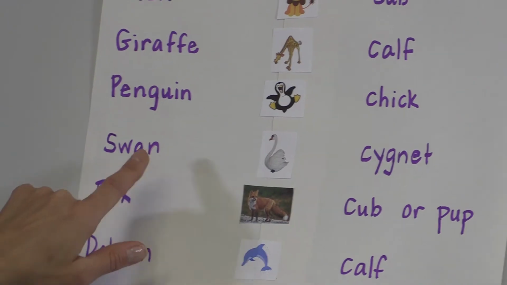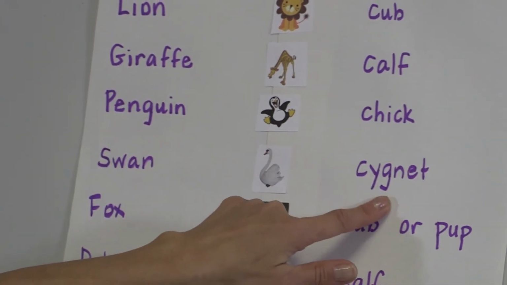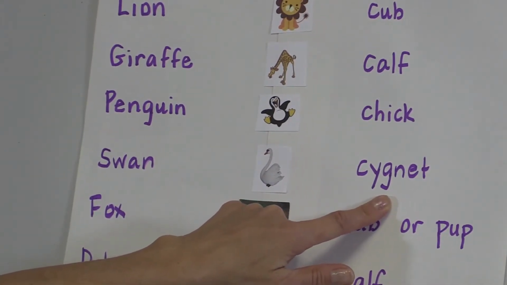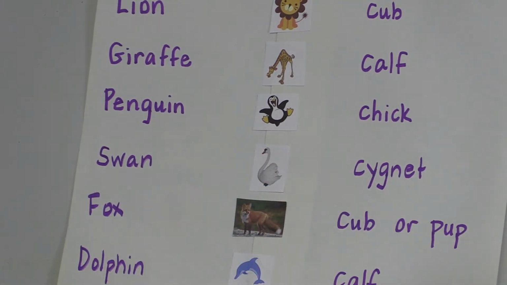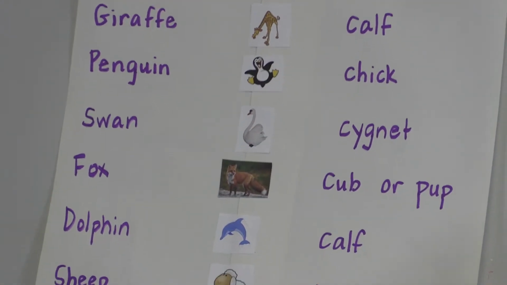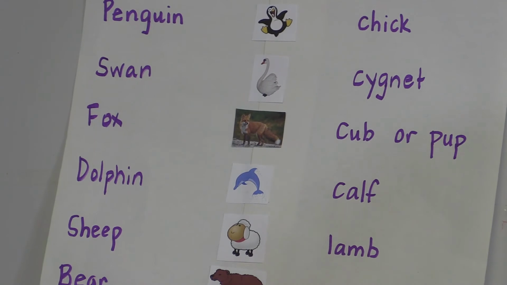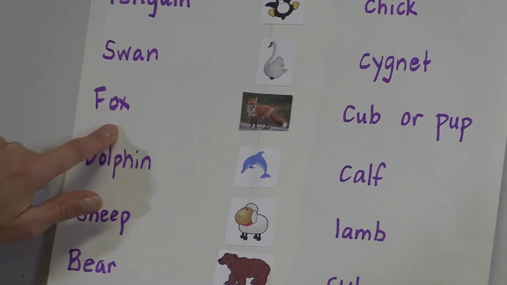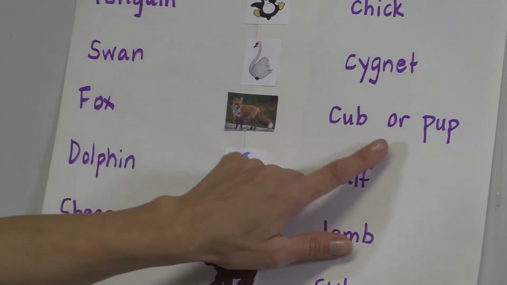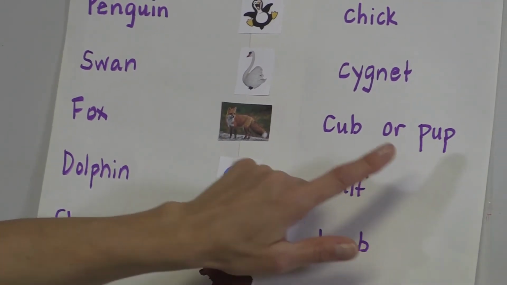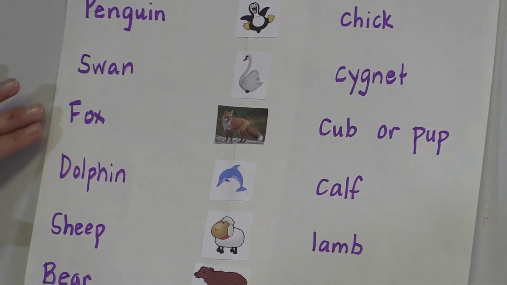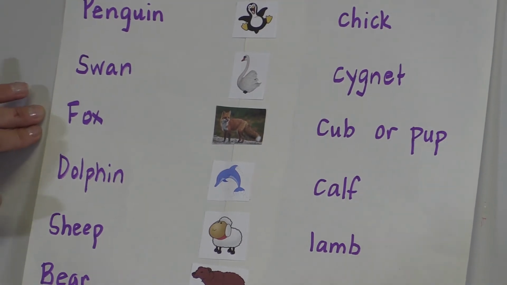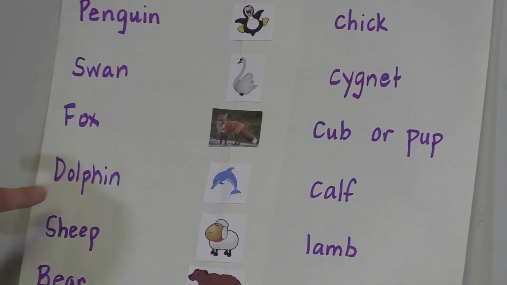Swan, baby swan is called a cygnet, and the mother is called a pen, the father is a cob, and the group of swans is called a wedge. Fox, the baby fox is a cub or a pup, and the mother is called a vixen, and the father is called a dog fox.